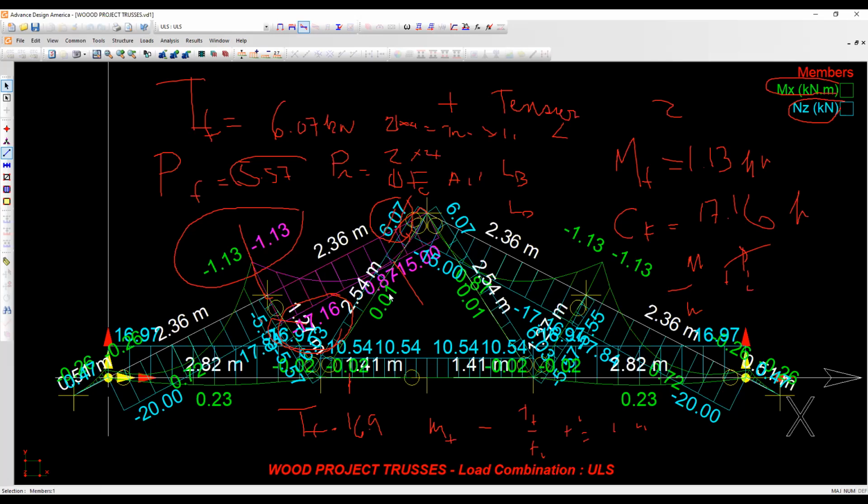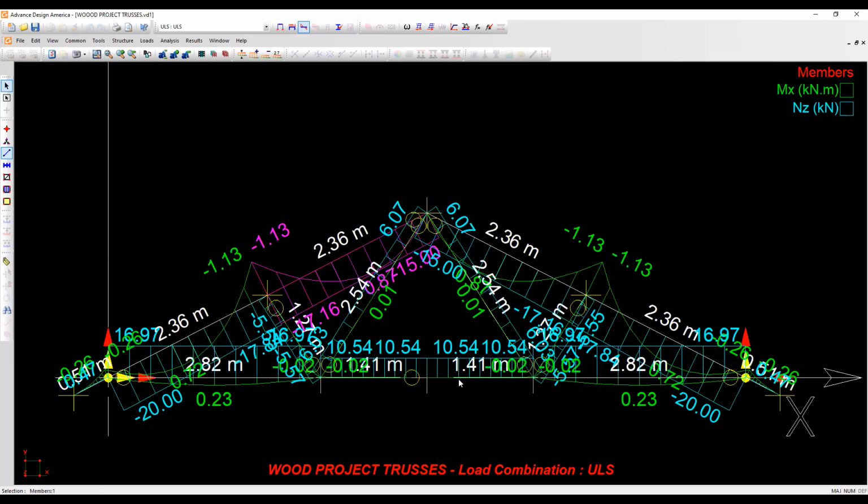And in reality, you're saying that my values aren't the same as your values. The moment on the bottom chord is different by quite a bit, yours and mine. On the first number, it's 0.09, and then at the bottom of the two webs, it's minus 0.3.